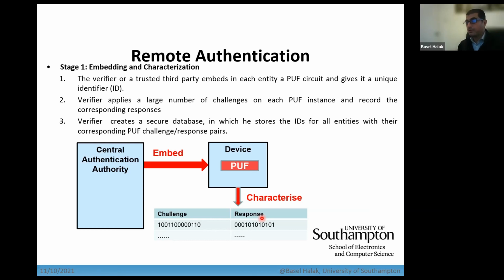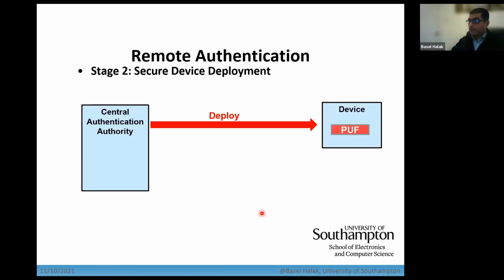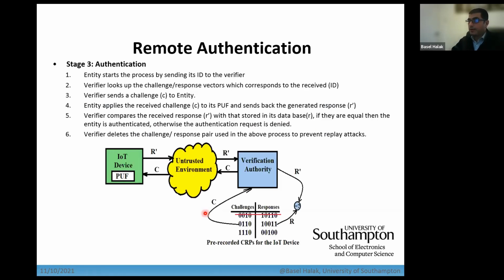This is different from the use of PUF in cryptographic key generation. In that case, we don't need a PUF that has many challenge responses. We can use something like SRAM, which is sometimes referred to as a weak PUF. Now, once the characterization is done, you deploy the device, and if you want to authenticate the device, then you send it a challenge effectively. You apply this challenge to its PUF. You receive the response. You compare the response with that stored in the database.